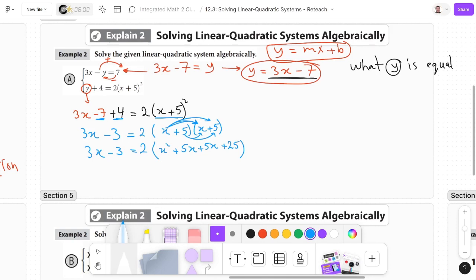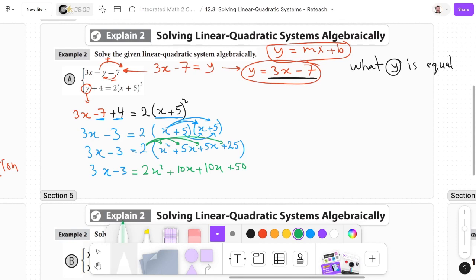Now after we simplify, let's also multiply 2 to everything. Okay, let's keep this one, 3x minus 3. Let me change the color to make it clear. So 2 times x squared will be 2x squared, then plus 2 times 5x is equal to 10x. 2 times 5x is also 10x. Okay, 2 times 25 is equal to 50.